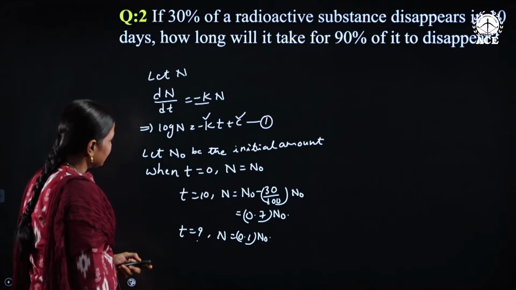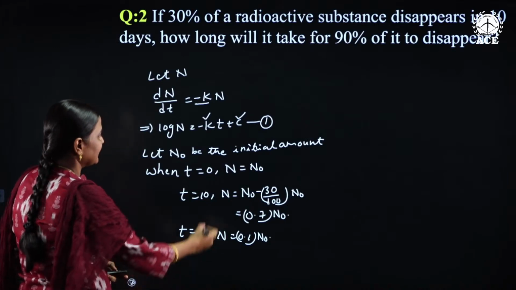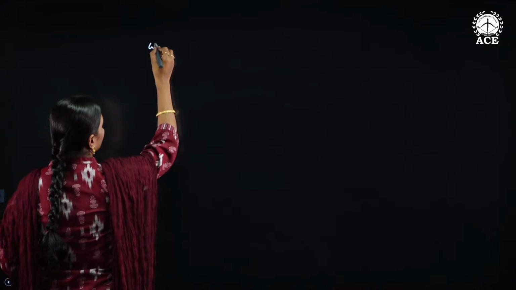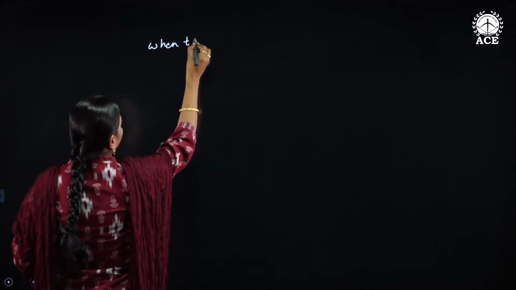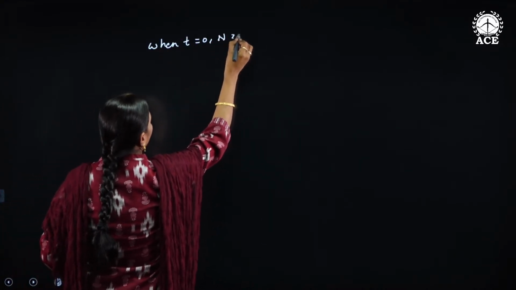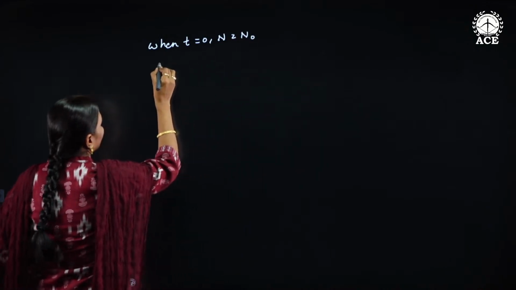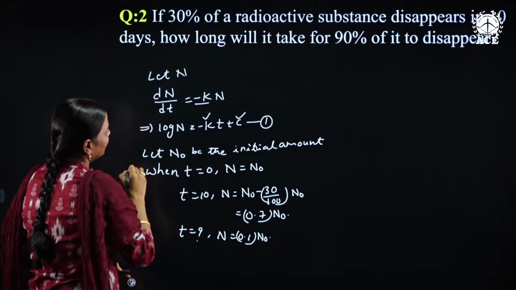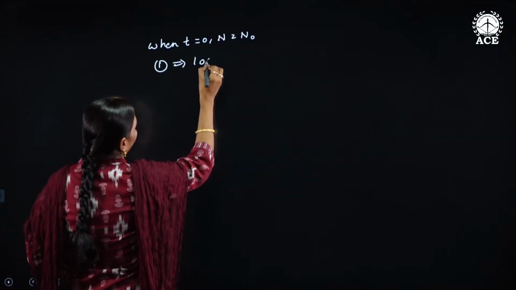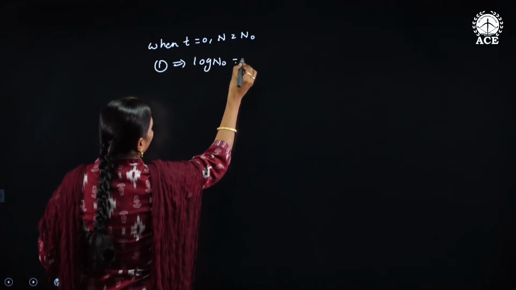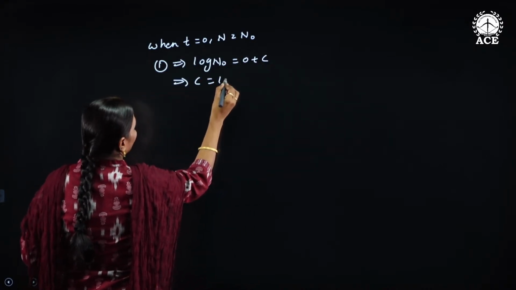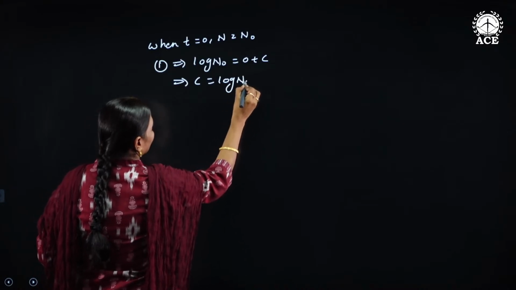So how to find the C and K values? What is the initial condition? When T is equal to 0, N is equal to N naught. So now equation 1 becomes log N naught is equal to 0 plus C. So what is the C value here? C is equal to log N naught.